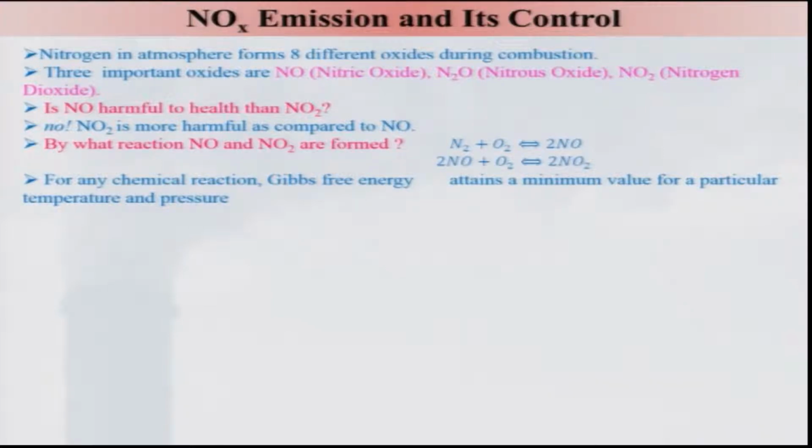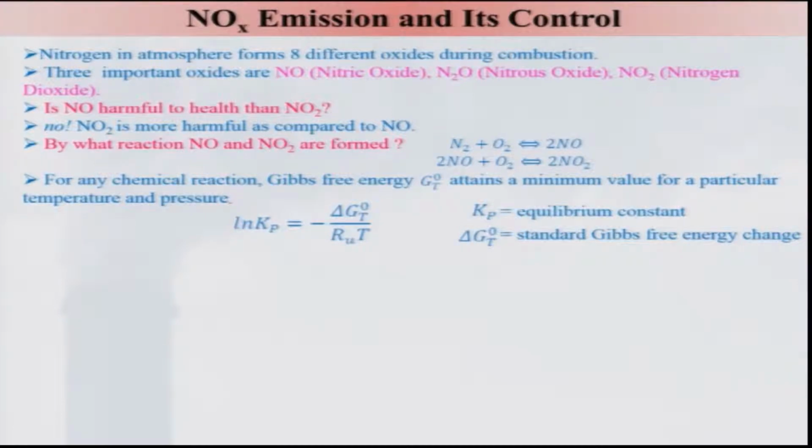For any chemical reaction, the Gibbs free energy attains a minimum value for a particular temperature and pressure, which we have already dealt with at length. Just to recapture the essence of what we learned, ln Kp is equal to minus delta G naught divided by RuT, where Kp is the equilibrium constant and delta G naught is the standard Gibbs free energy change that occurs during the chemical reaction at equilibrium.